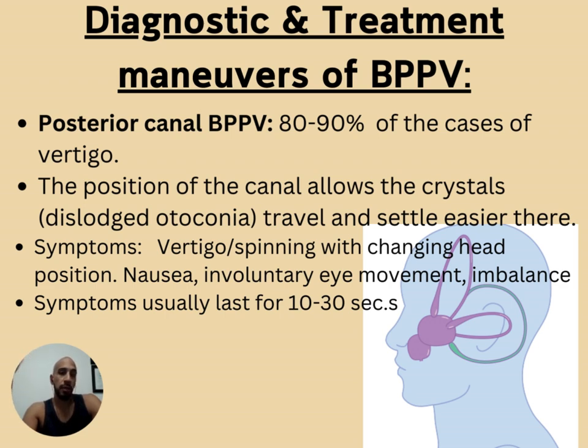Symptoms are usually vertigo, spinning with changing head position, nausea, sometimes in severe cases vomiting, involuntary eye movement, which is nystagmus, we just explained that, and imbalance. Symptoms usually last for 10 to 30 seconds. So the episode of dizziness does not last longer than 30 seconds. If it does, that is a different problem.